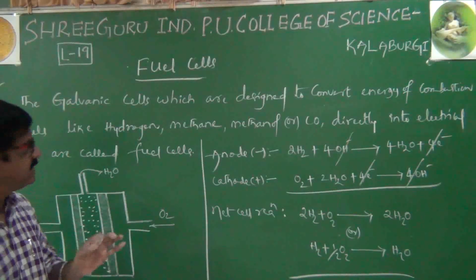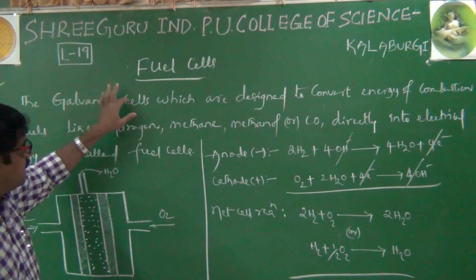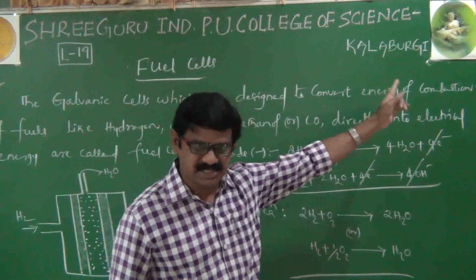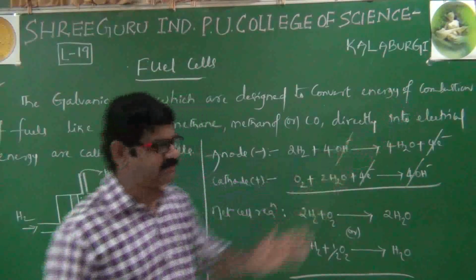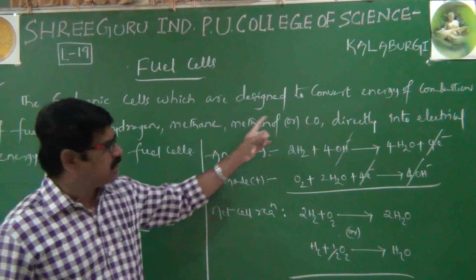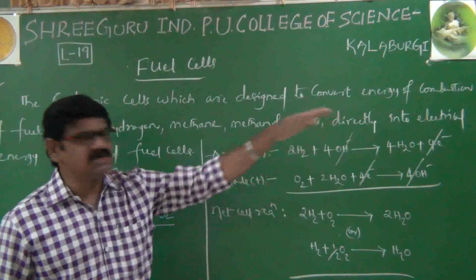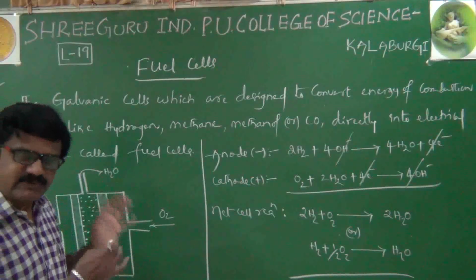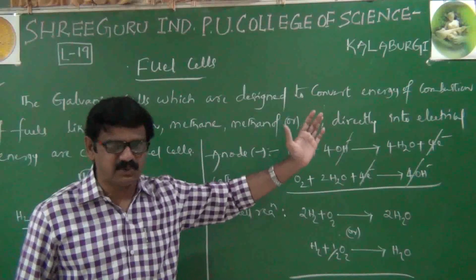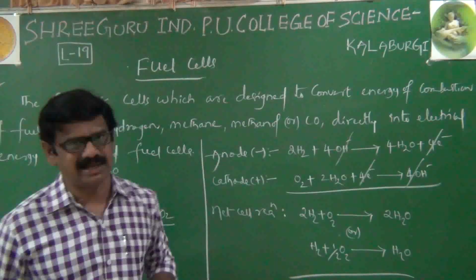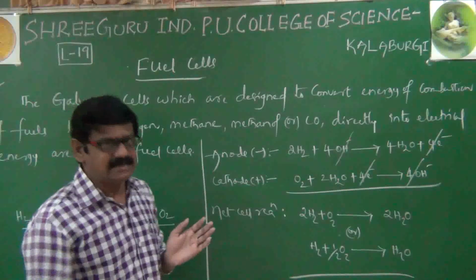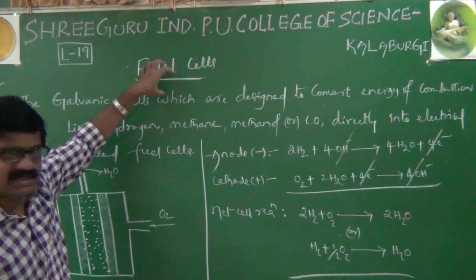I'll repeat, the galvanic cells which are specially designed to convert the combustion energy of fuels like hydrogen, methane, methanol, carbon monoxide directly into electrical energy. Means in fuel cells, combustion energy is converted into electrical energy. That is the phenomenon. That's why this type of cells are called fuel cells.